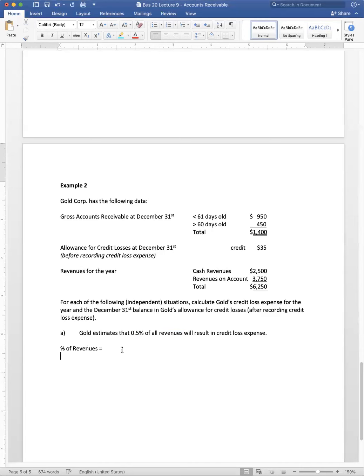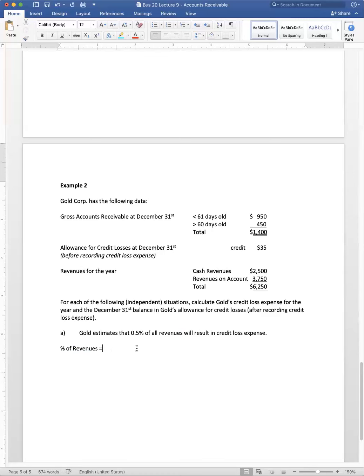What am I going to calculate? Well, the way that you remember that is you remember that those two methods, percentage of receivables and percentage of revenues, one is a balance sheet method and one is an income statement method. So here we have revenues. Which financial statement do revenues appear on? The balance sheet or the income statement? Well, they're on the income statement. So we're using the income statement method.